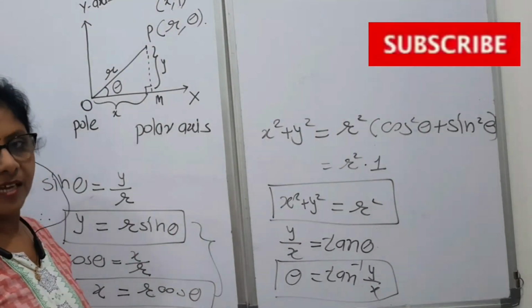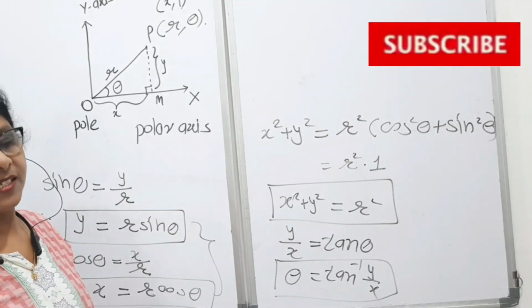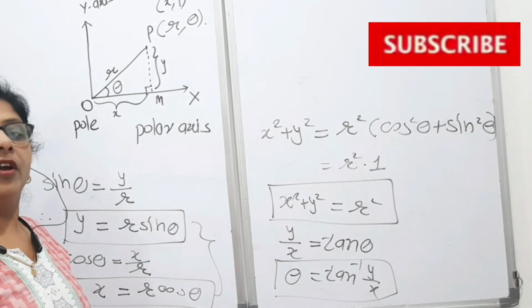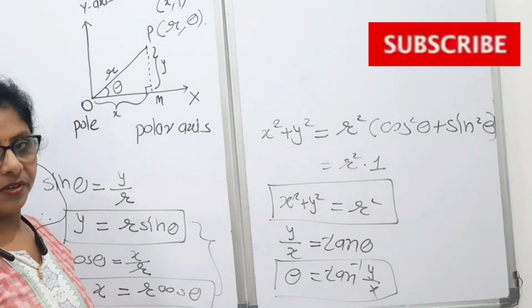Now we will see the examples. If you are given polar coordinates, then you can easily find Cartesian coordinates. If you are given Cartesian coordinates, then you can easily find polar coordinates. Okay?